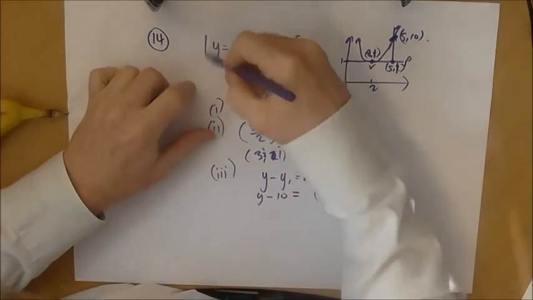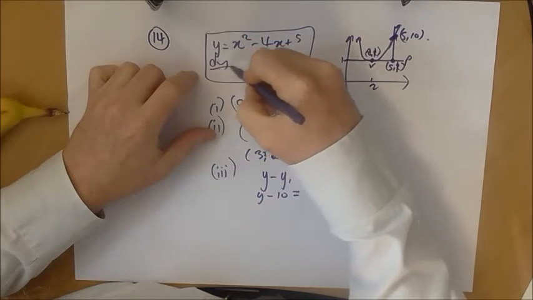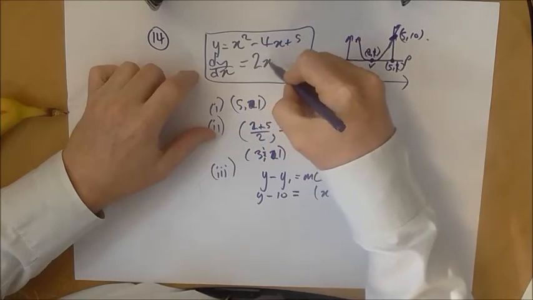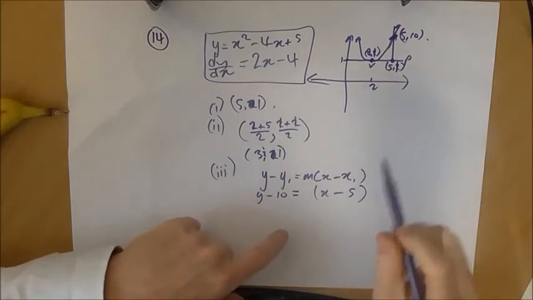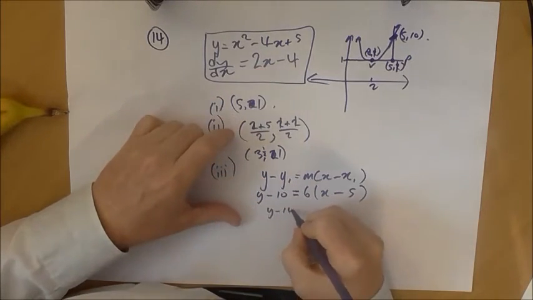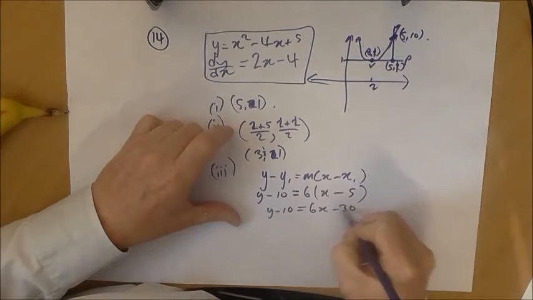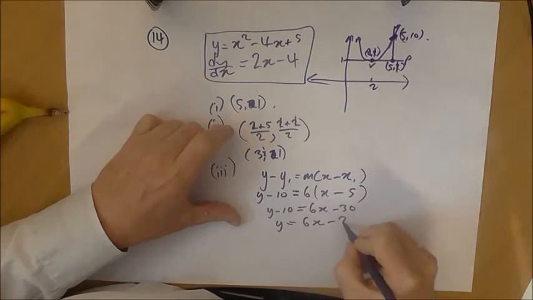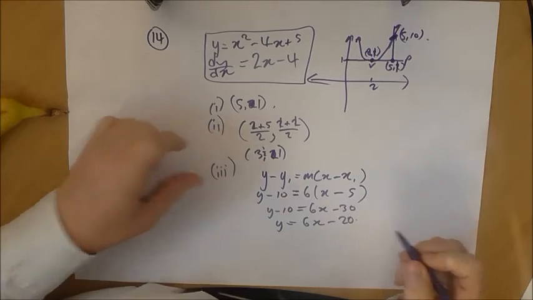Let's use calculus. It's nice and ready for calculus. So here's the derivative, 2x minus 4. Substitute the x coordinate of 5 into that, you get 6. And that is the equation of the line.